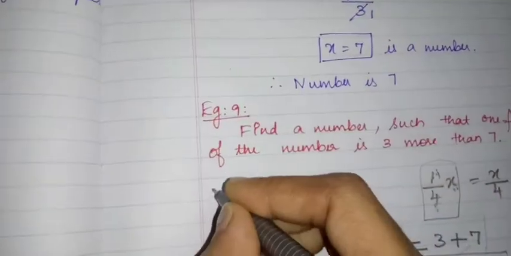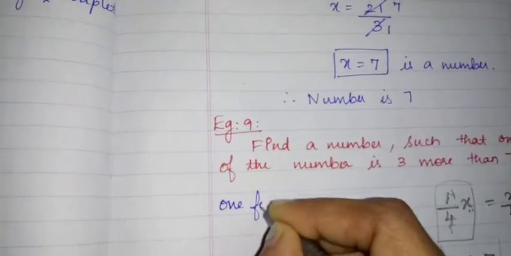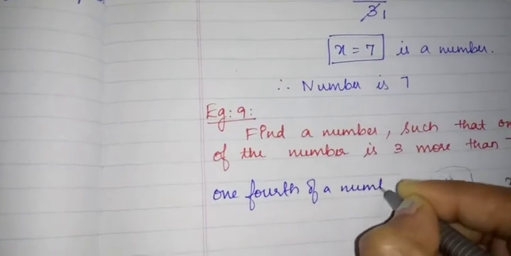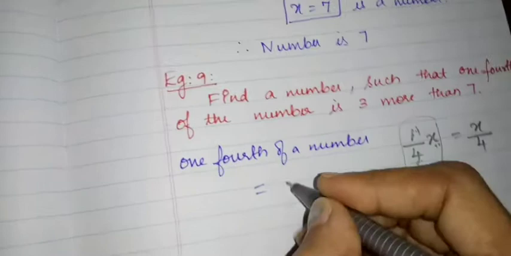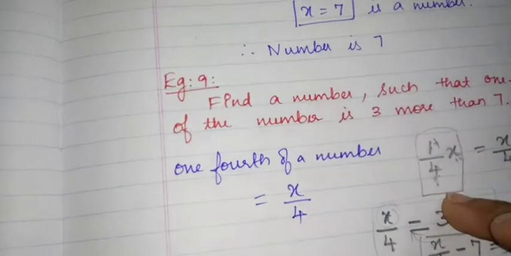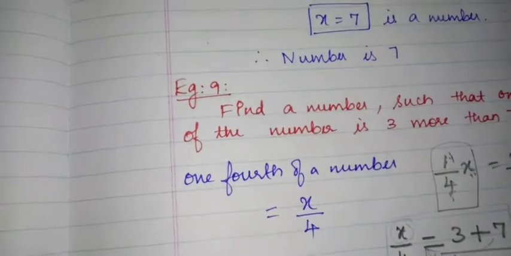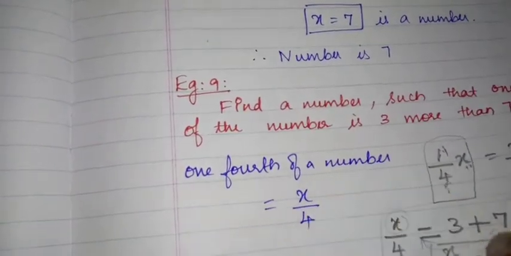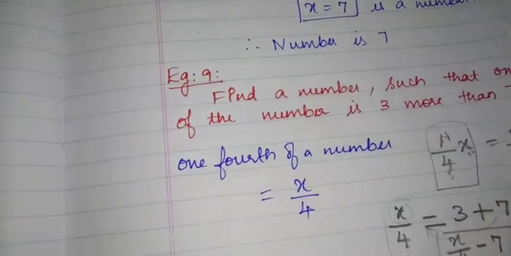So what is the meaning of 1/4 of a number? 1/4 of a number means how will you write, children? x by 4 or 1/4 x. Next, by the given statement, 1/4 of a number is 3 more than 7. So I am going to write the answer for that.